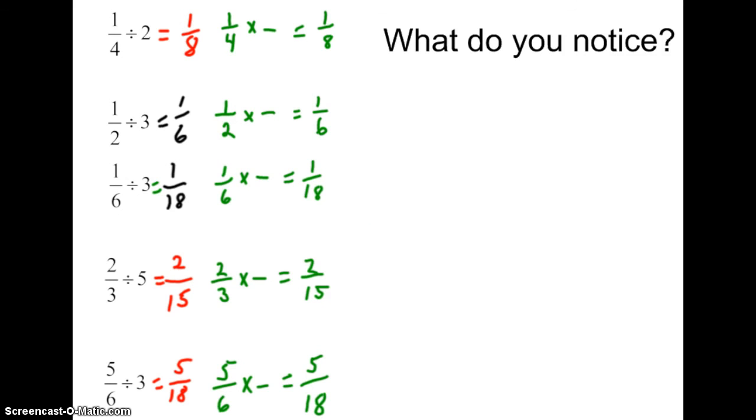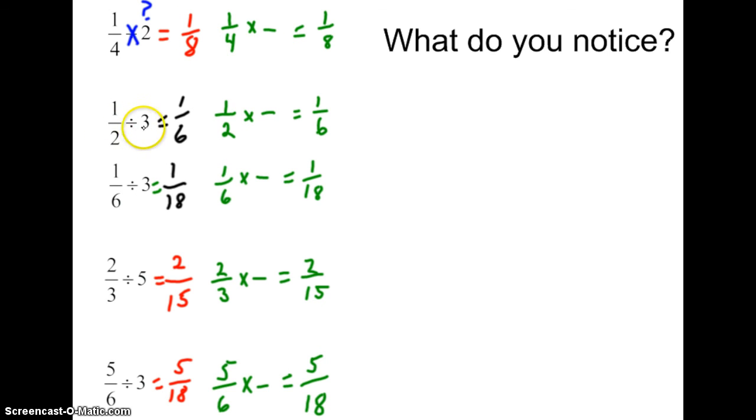Let's see if we can discover a pattern here. We've had 1/4 divided by 2, and we said that that's 1/8. Well, if we take 1/8 and multiply it by 2, we'll get back to 1/4. So the question is, what would 1/4 times what number would equal 1/8? That's the question here. So if we change this, 1/4 times some number would equal 1/8.